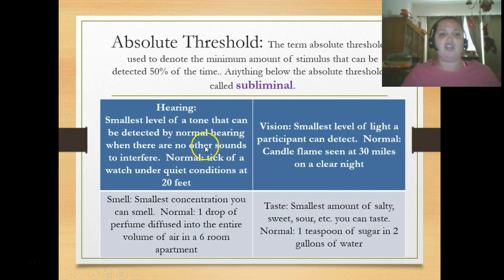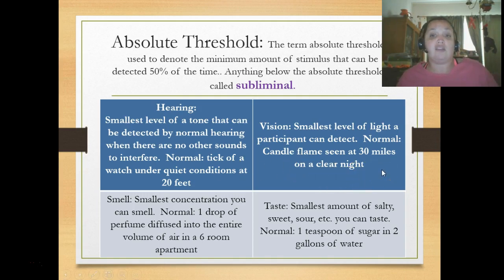You can see that for hearing, it's the smallest tone that can be detected by normal hearing when there's no other sounds to interfere. Have you ever been in a super quiet classroom, like everyone's testing, and you hear the clock? And maybe you've never even heard the clock before, but suddenly you can hear it? Well, that's because now where there's no other sounds, it gets into that range that you can hear.